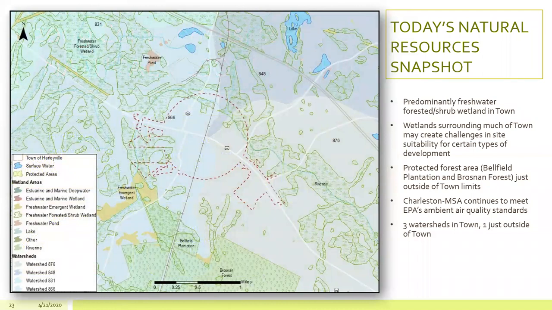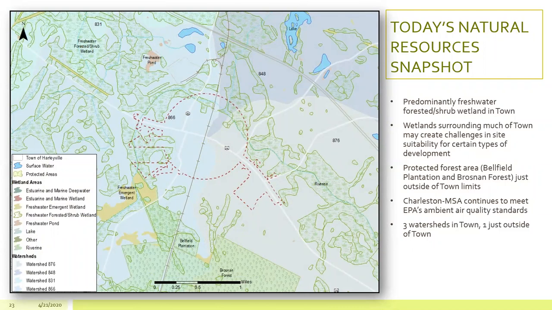In today's natural resources snapshot, we're showing a map which visually shows most of those things we just talked about from 2009, but as of today. Predominantly it's a freshwater forested shrub wetland we're seeing in town. That's the green look with the little flowery things on the map. Some of the wetlands surrounding much of the town may create challenges in site suitability for certain types of development. There's a good chunk of protected forest area, the Belfield Plantation and Brosnan Forest just outside of town limits, so that would also create another restriction for growth.